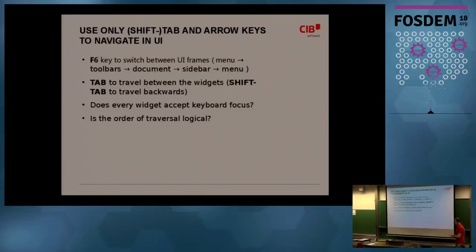Okay. So yeah, this is F6. When you are in those toolbars or in the document, inside that, it's like inside the dialog, so you can tab travel between the controls. Check if every widget accepts the keyboard focus so that you can type something there. And probably more important, if you change things, does the order of traversal still make sense? Or is the focus jumping all over the place?